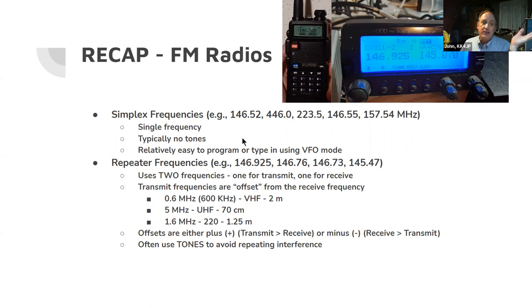For repeaters, it's a bit more complicated since we've got both the transmit and receive frequency to deal with. And those frequencies differ depending on which band you're on, and also whether or not the offset is a plus offset or a minus offset. And we'll see that as we go along. And then there's also the issue of tones, which can help avoid interference on the repeater.